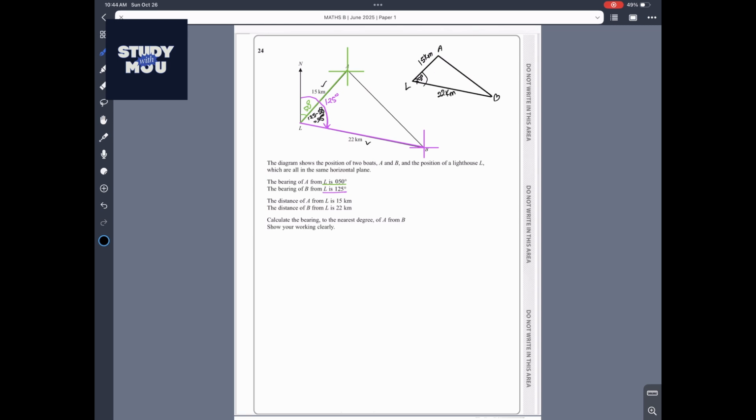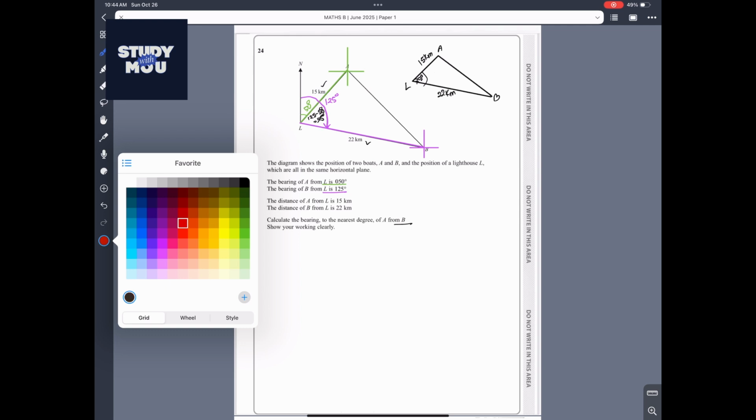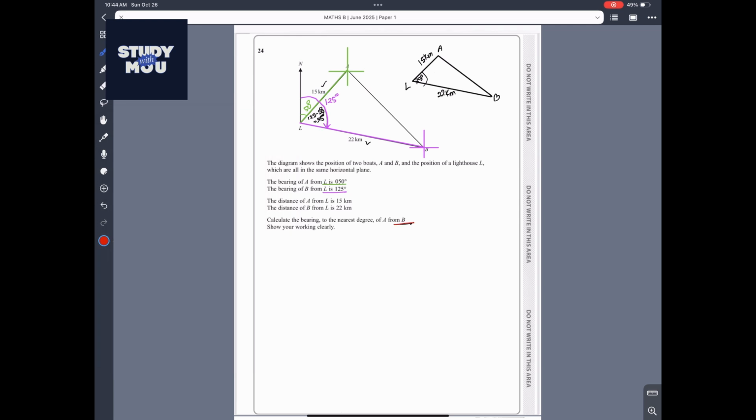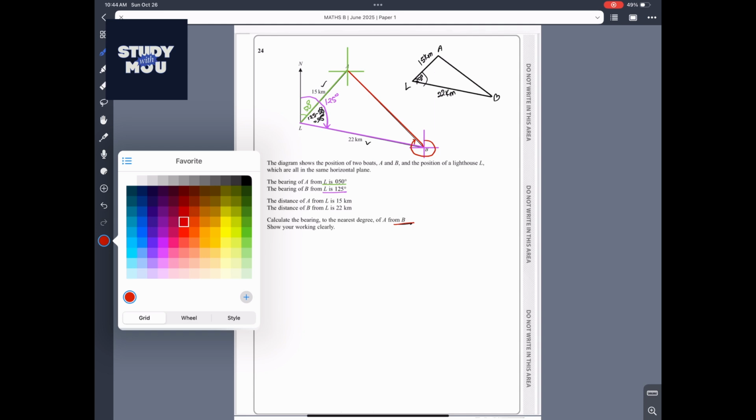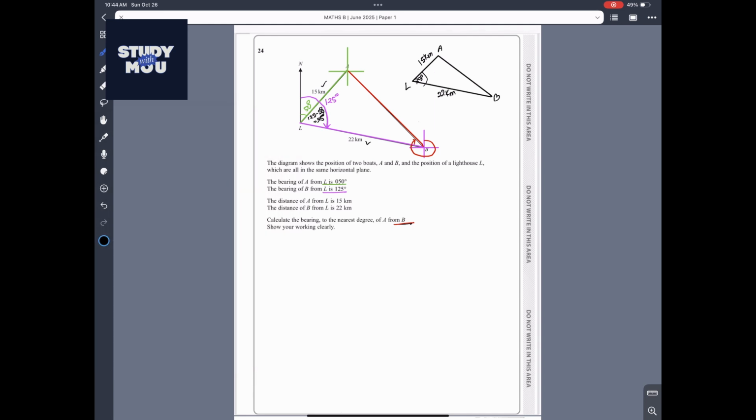Okay, calculate the bearing to the nearest degree of A from B. They asked B. Let me tell you what's a B. The angle A from B. They asked you this angle. Okay, so this is the angle we need to find out. Let's work on it, but for this we need to find AB.